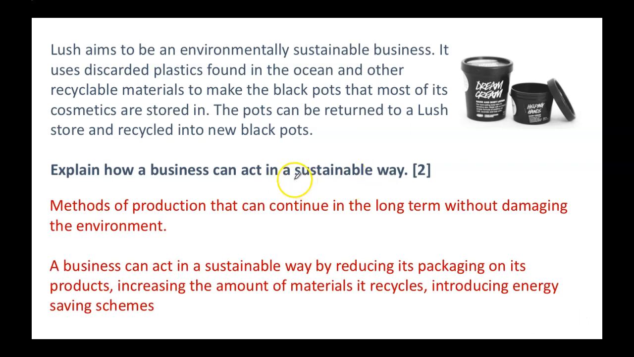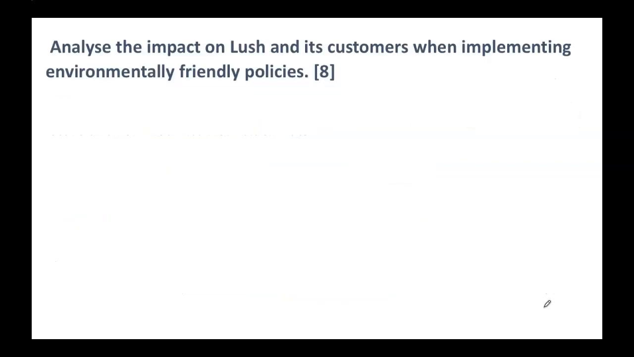What the mark scheme has done here is defined what sustainable means. So methods of production that can continue in the long term without damaging the environment. And a business could act in a sustainable way by reducing its packaging on products, increasing the amount of materials it recycles, introducing energy saving schemes, etc. So there's 3 different examples there. You wouldn't need all of them, but some nice little examples there.